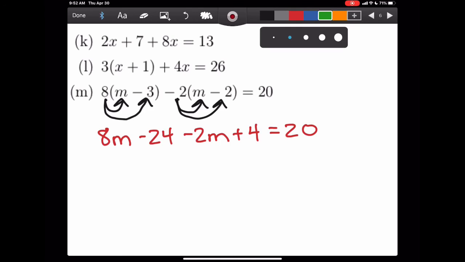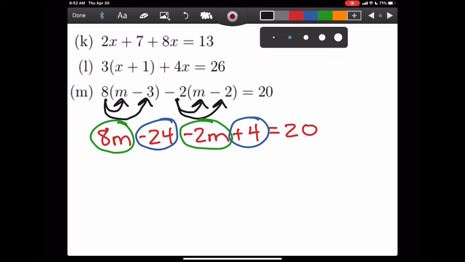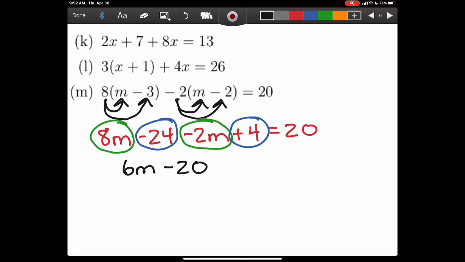Now I'm going to combine my like terms. Well, I have an 8M and I have a minus 2M. I have negative 24 plus 4. So let's combine those real quick. 8M minus 2M, well, that's going to give you 6M. Negative 24 plus 4, well, that's going to give you minus 20. It's going to be equal to 20.